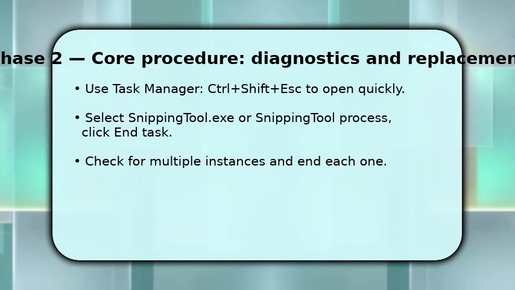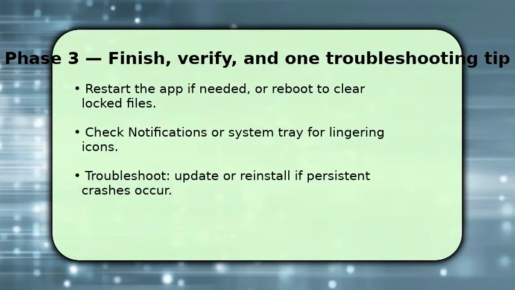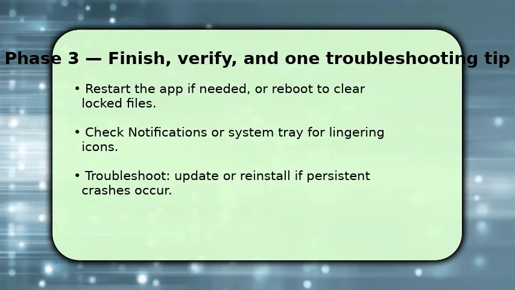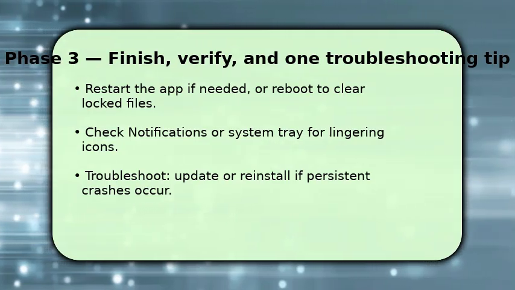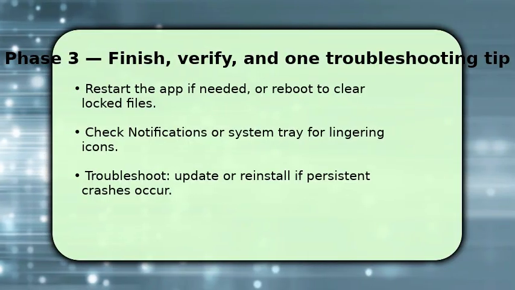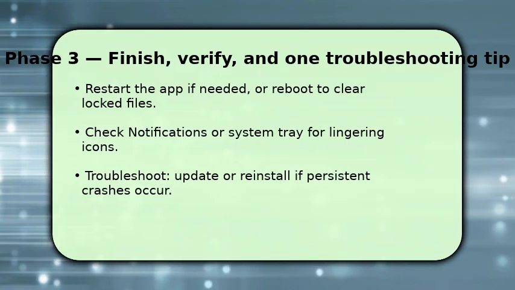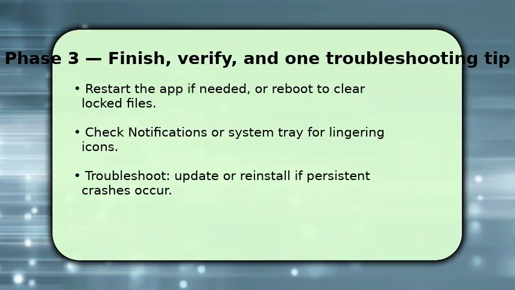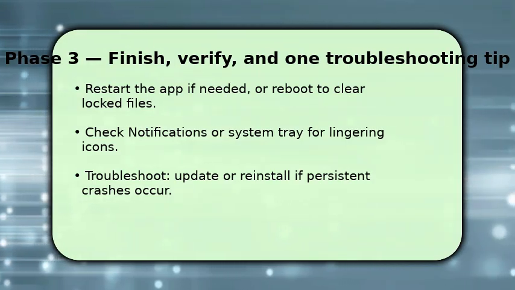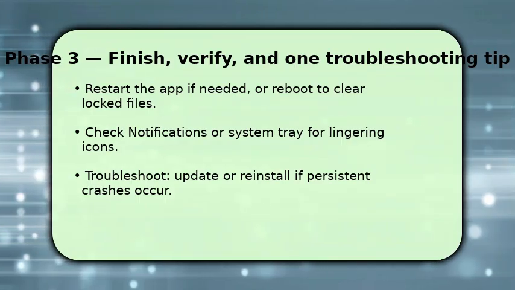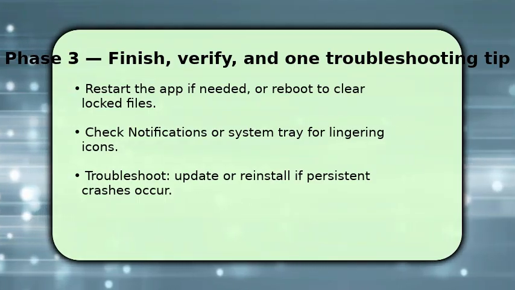If it still misbehaves, rebooting clears locked files and temp states. Also check the System Tray and Action Center for any lingering icons or notifications that imply the app is still running. If the problem repeats, update Windows and the app, make sure your system is current, or uninstall and reinstall the snipping tool to repair corrupted files. Troubleshooting tip: if crashes persist.